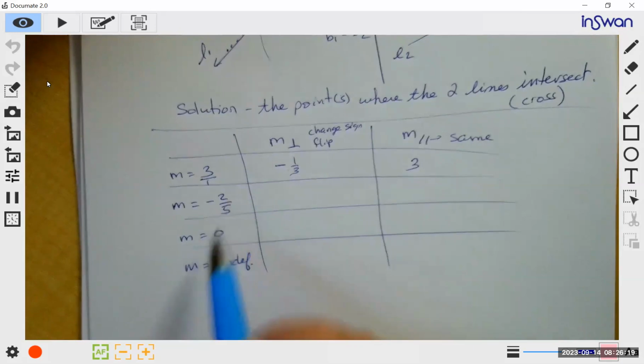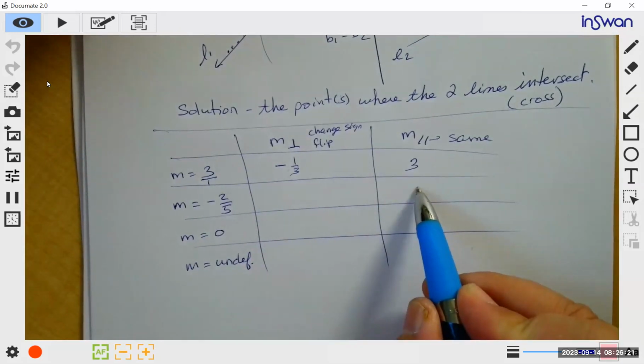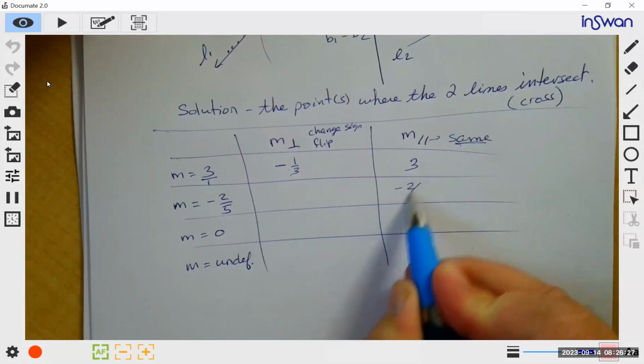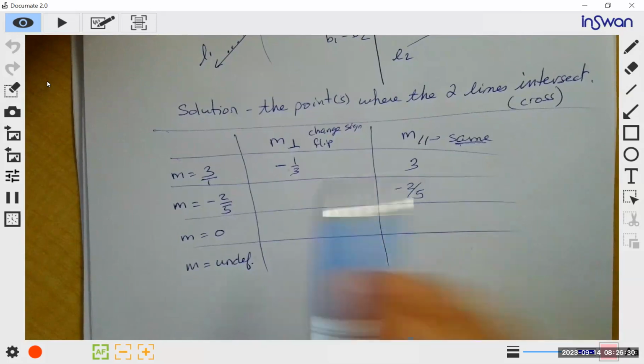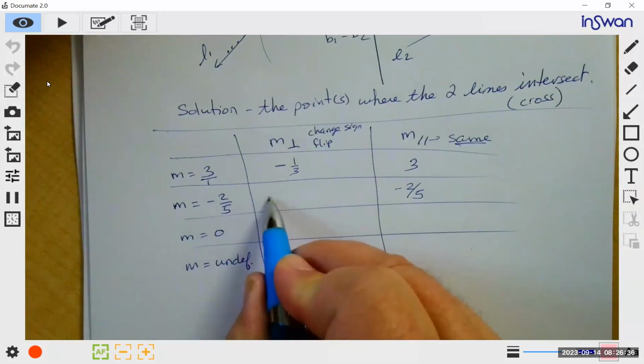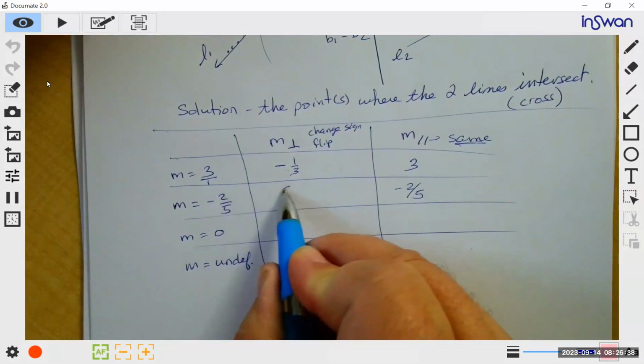If the slope is negative 2 over 5, parallel is going to be negative 2 over 5. Perpendicular is going to be, let's change the sign so it's positive, and flip the slope.